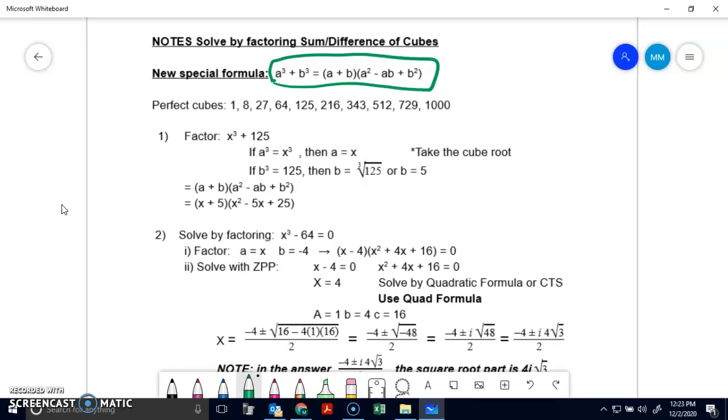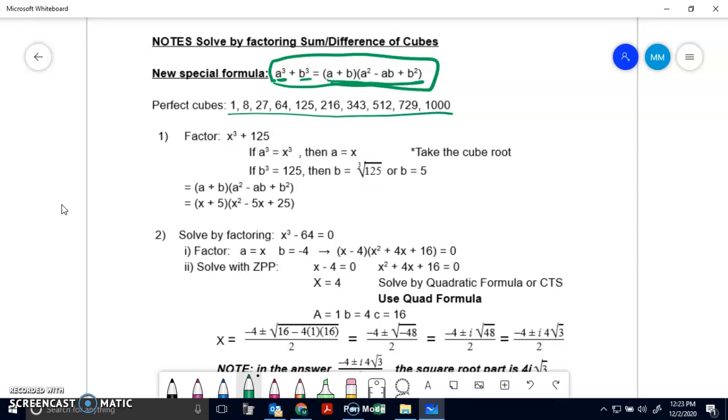Instead of a squared minus b squared, where we see perfect squares, the conjugate rule that we did, what happens if they are perfect cubes? The exponent's a perfect cube, the number's a perfect cube. It fits this formula. Now here's just a reminder of all your perfect cubes.